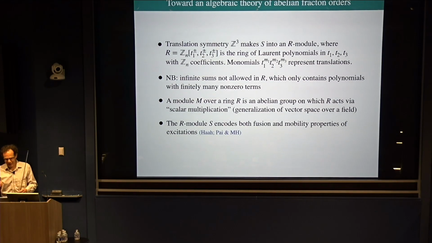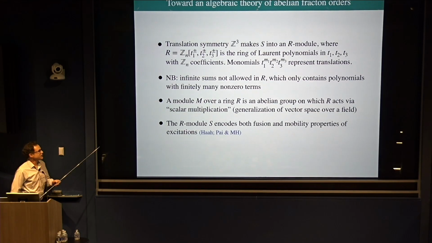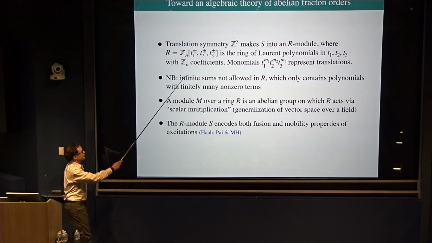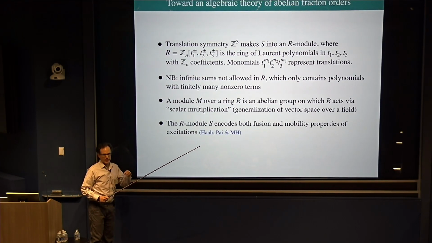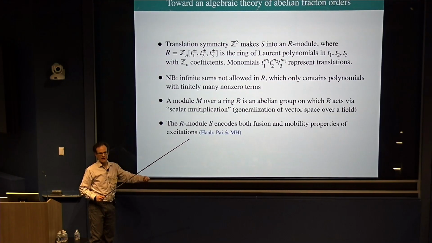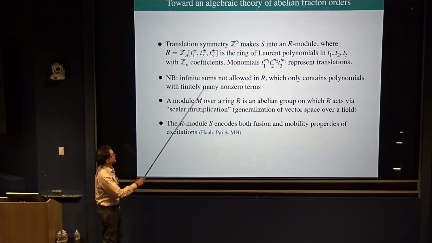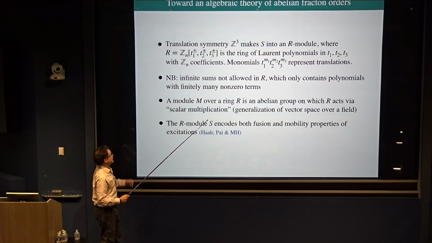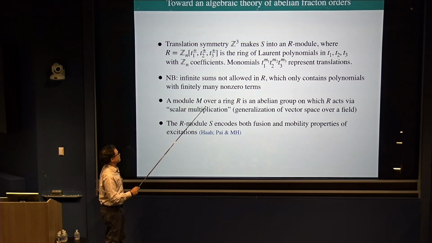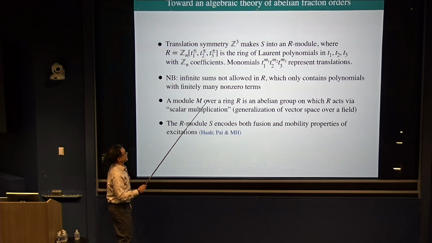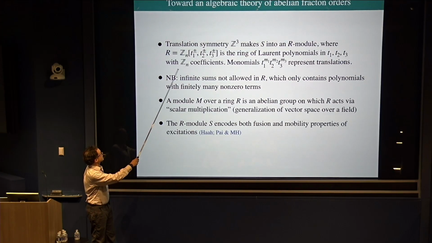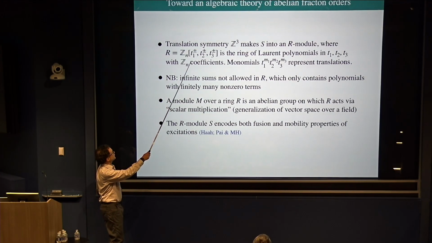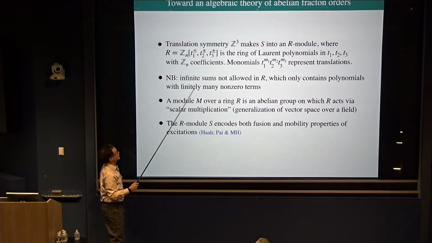Okay, so anyway, back to this mathematical language. In 3 dimensions, our translation symmetry, let's take it to be Z cubed. The important point is the translation symmetry acts on S. You can take an excitation, translate it, ask what type you have. So there's an action of Z cubed on S. And a nice way to think about that mathematically is that that action makes S into a module over this Laurent polynomial ring in 3 variables, t1, t2, t3, with Z_n coefficients.